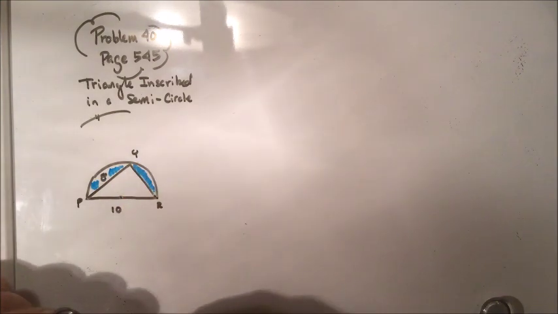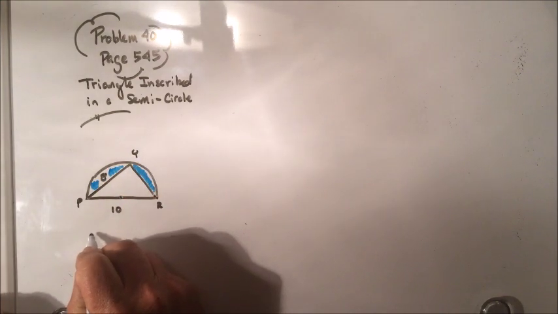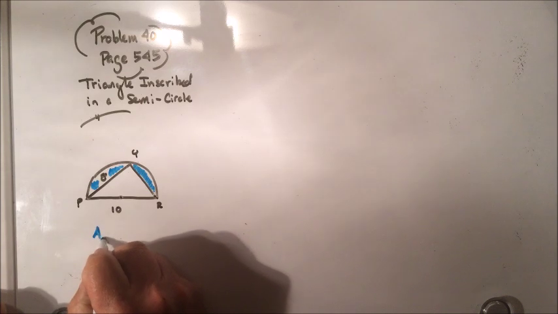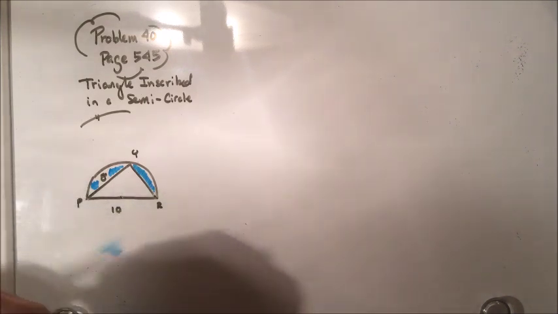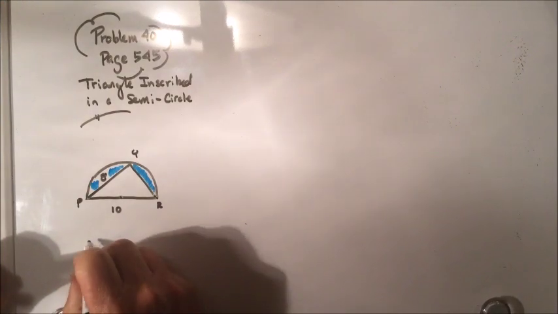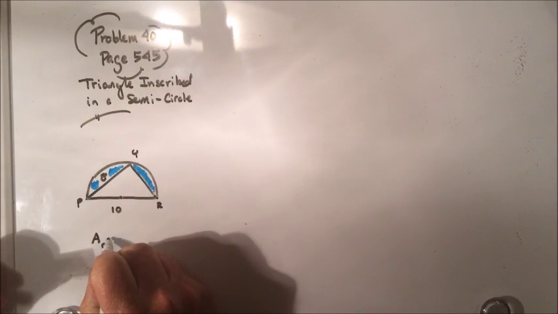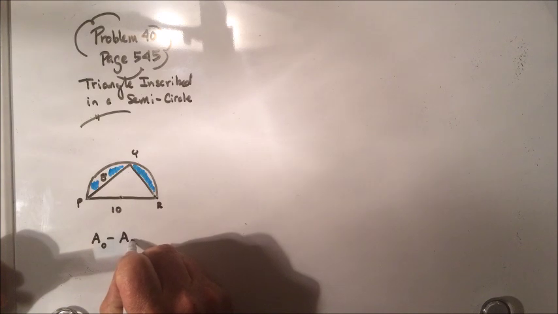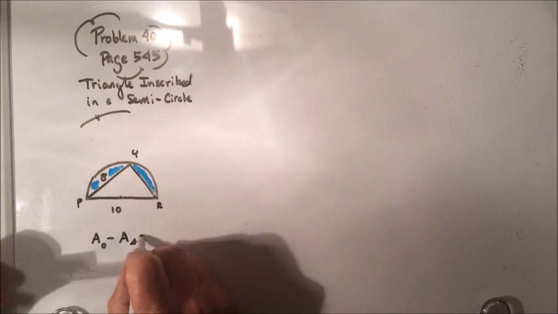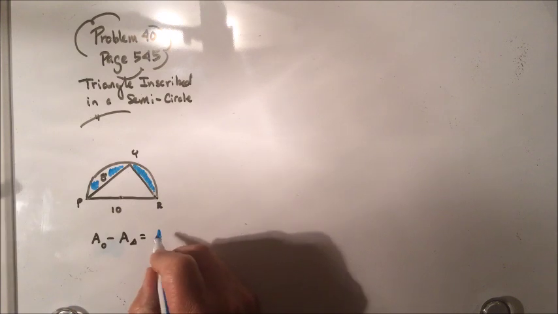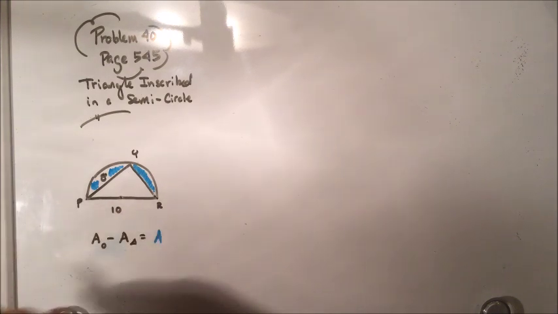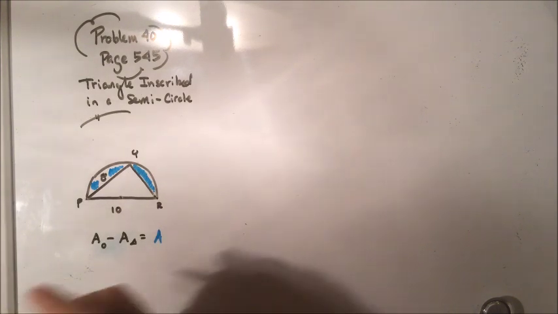So of course, what we're going to do is take the area of the circle, or semicircle, and subtract the area of the triangle, and that's going to be the blue area. Let's quickly do a little bit of that.